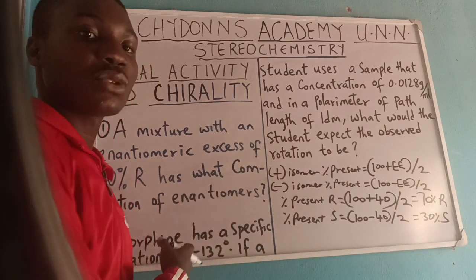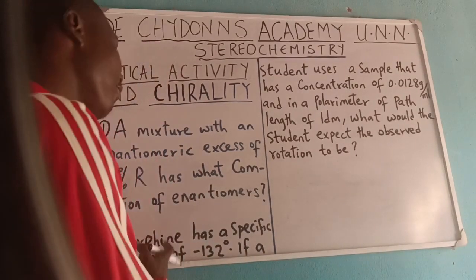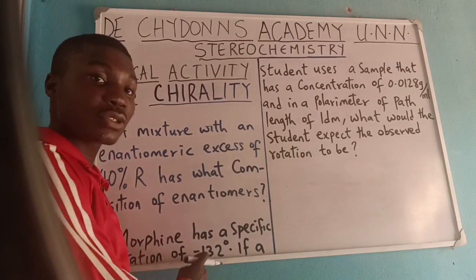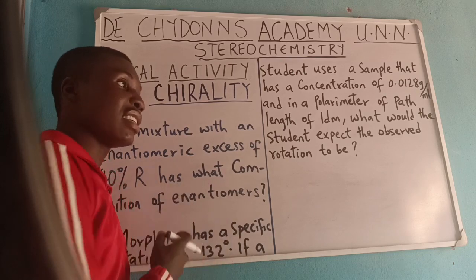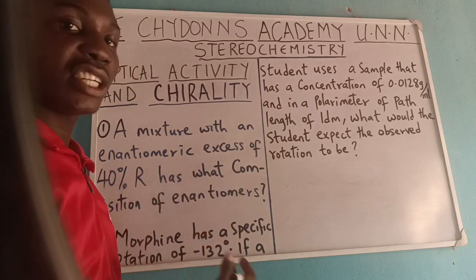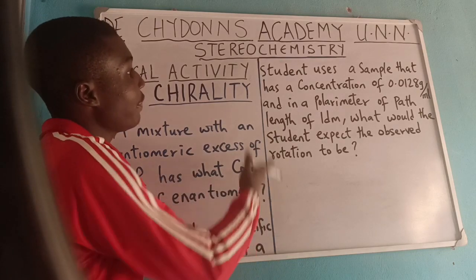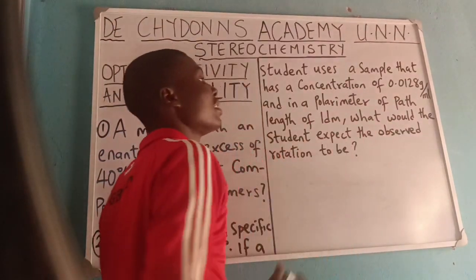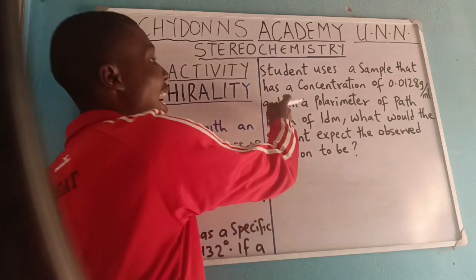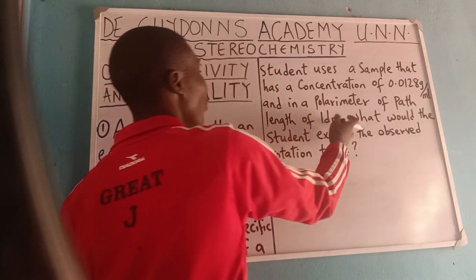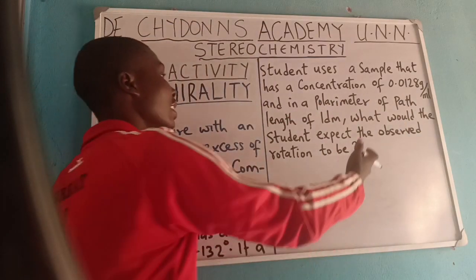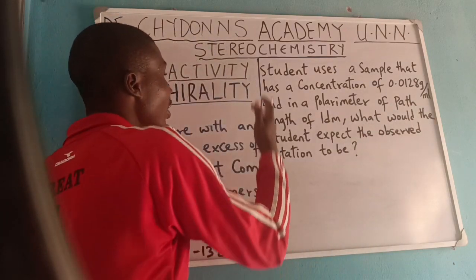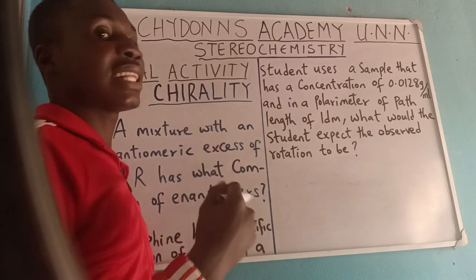So I'm going to progress to the second question. The second question says morphine has a specific rotation of minus 132 degrees. That means it is levorotatory, specific rotation. Now, if a student uses a sample that has a concentration of 0.0128 gram per mole and a polarimeter of path length of 1 dm, that means it's a standard polarimeter, what would the student expect the observed rotation to be? So the thing we have to do quickly is write down our formula.